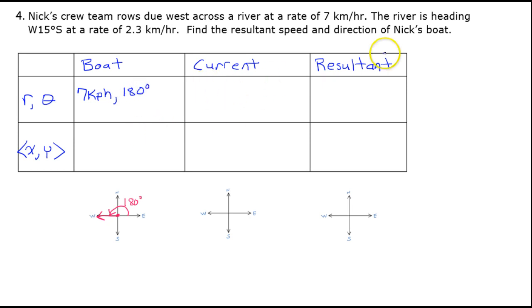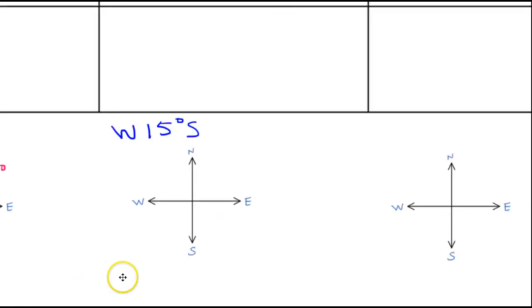Now, how about the current? The river is heading west 15 degrees south at a rate of 2.3 kilometers per hour. The 2.3 kilometers per hour is the magnitude. Now let's talk about this direction. West 15 degrees south. West 15 degrees south means start at west and turn 15 degrees towards the south. So that will put our vector here, and this is 15 degrees.